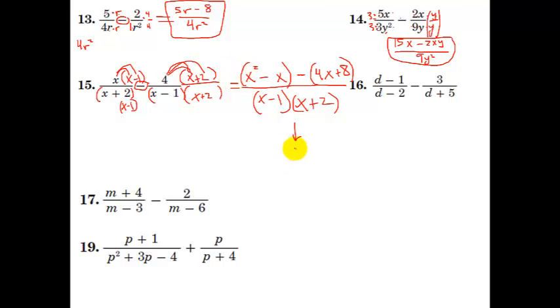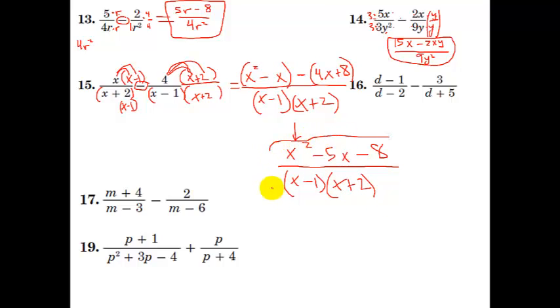So in the numerator I've got x squared, minus x minus 4x, that's going to give me minus 5x, and then over here I've got minus 8, and then in the denominator I still have my x minus 1 and my x plus 2. Okay, so this is a pretty good final answer.